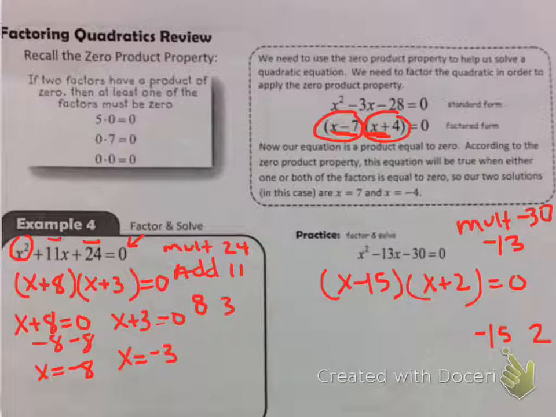Because this is set equal to 0, I'm going to just pull these out as the opposites, because if I were to take it and do x plus 5 equals 0, I would have to subtract that 5 over. So I'm going to get x equals negative 5 and x equals negative 2.